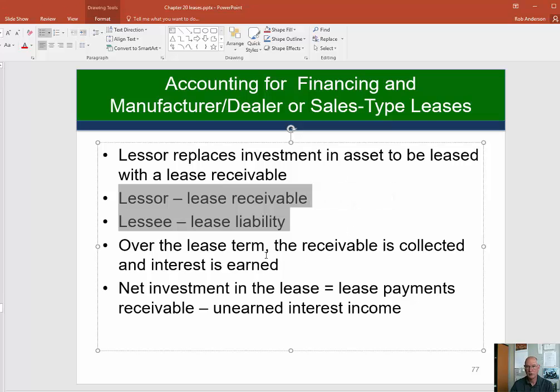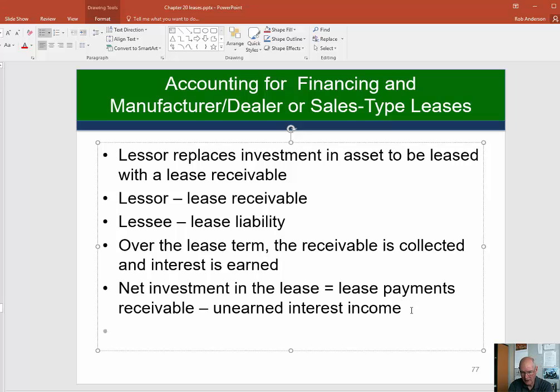Now, over the term of the lease, two things happen. The lessee is paying for their use of that item, but they're also paying interest. So we have another term here called net investment in the lease, and that is your lease receivable less unearned interest income. So I'm just going to note here, just think of it this way.